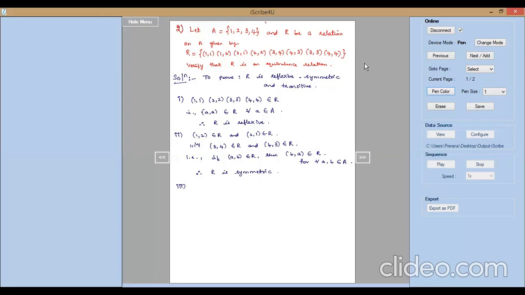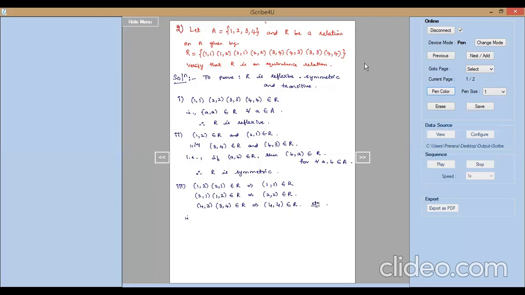So I'll just quote the same thing, giving 1 or 2 examples like that. 1, 2, 2, 1 belongs to R implies 1, 1 also belongs to R. 2, 1, 1, 2 belongs to R implies 2, 2 belongs to R. Similarly, I can write down for 4, 3, 3, 4 belongs to R, and this implies 4, 4 also belongs to R. 4, 4 belongs to R, etc. So we can observe for many others also.